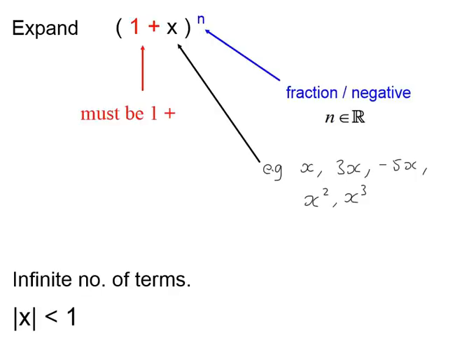So in the expansion of 1 plus x to the power of n, the power can be a fraction, it can be positive or negative. Basically, n can be any real number. This must be 1 plus. If it's not, we can factorize out something first to make sure that this is a 1 plus.